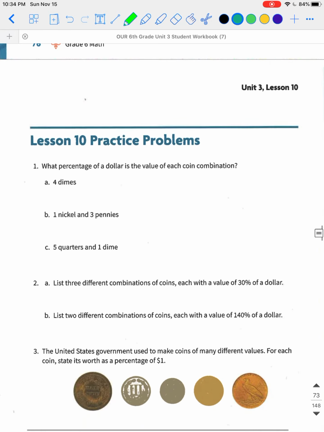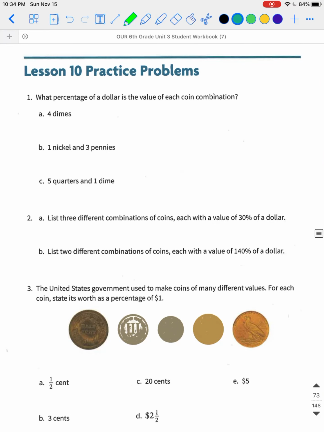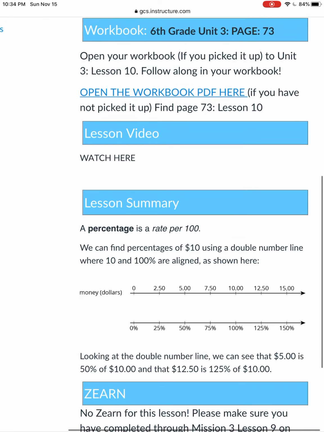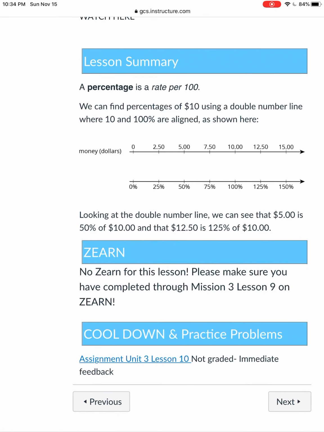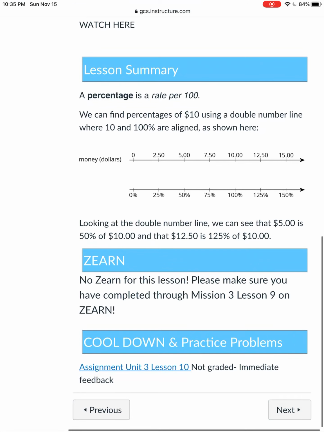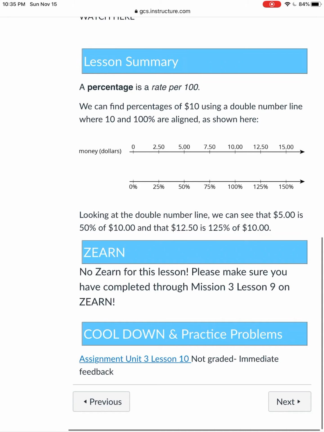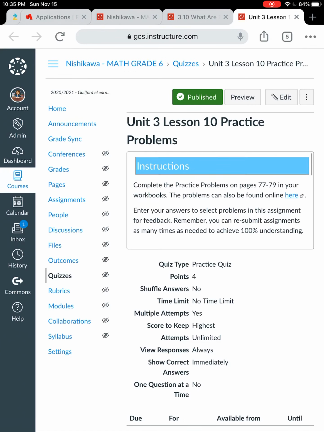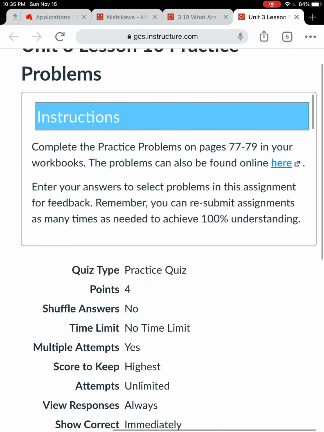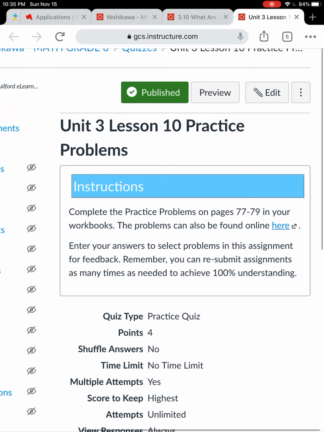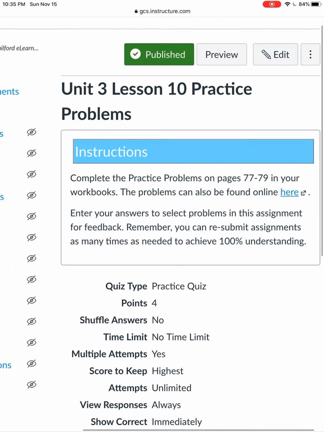All right, so what you're going to notice today is you do not have a cooldown to turn in, and there is no zern. But there is, oh no, I take that back. There is a cooldown. There is our practice problems. So this is not a grade in the grade book. However, I really, really suggest you do it, because it's going to make sure that you understand this. So if you click right here, it's going to open up our practice problems. And what you're going to notice here is it's done in a quiz format, but it is not a quiz. It is a practice quiz.